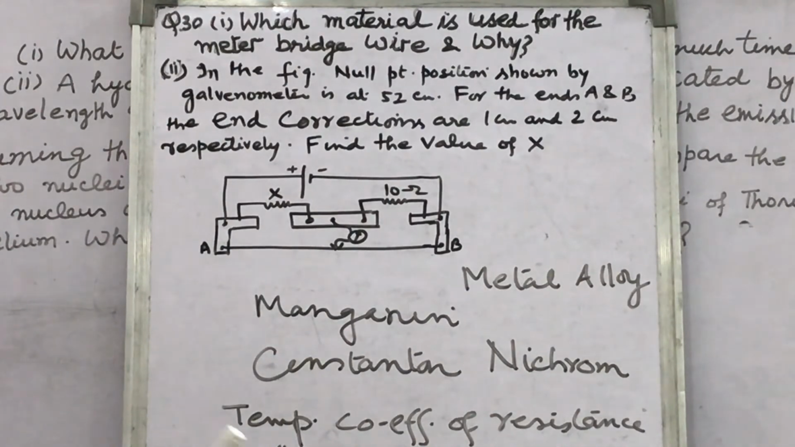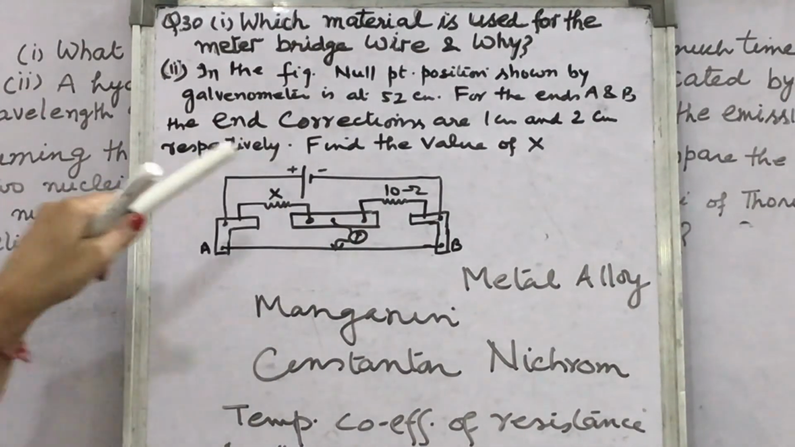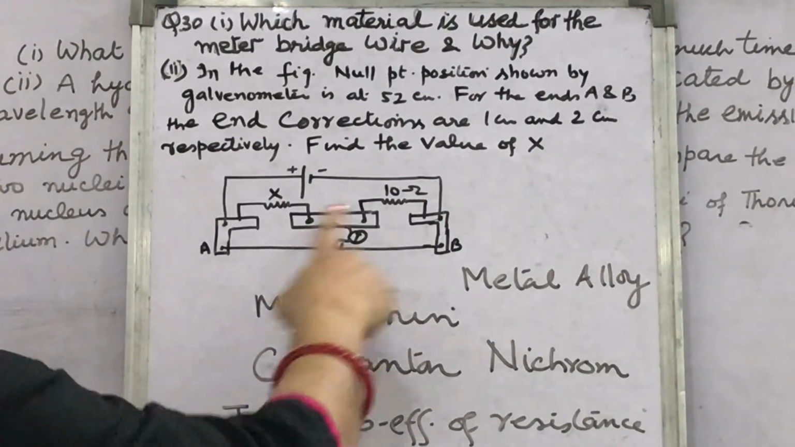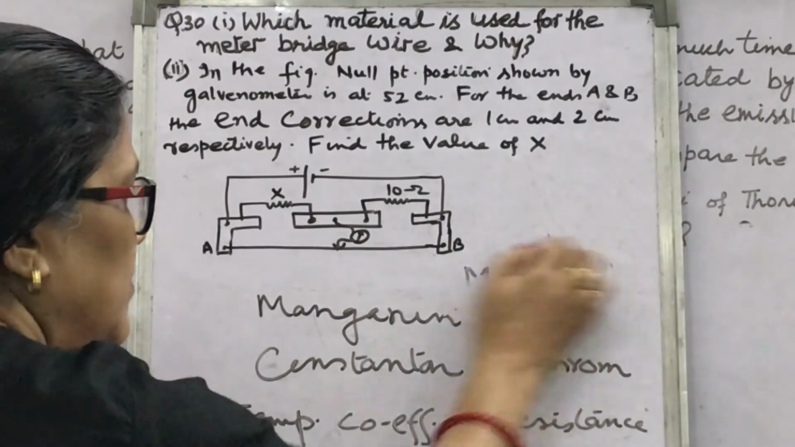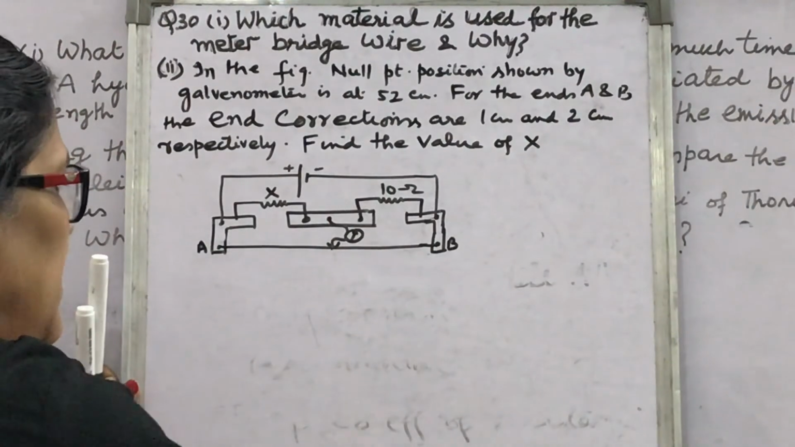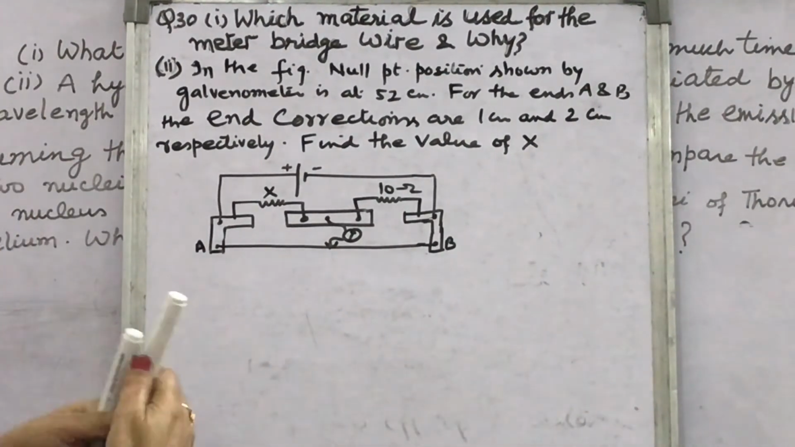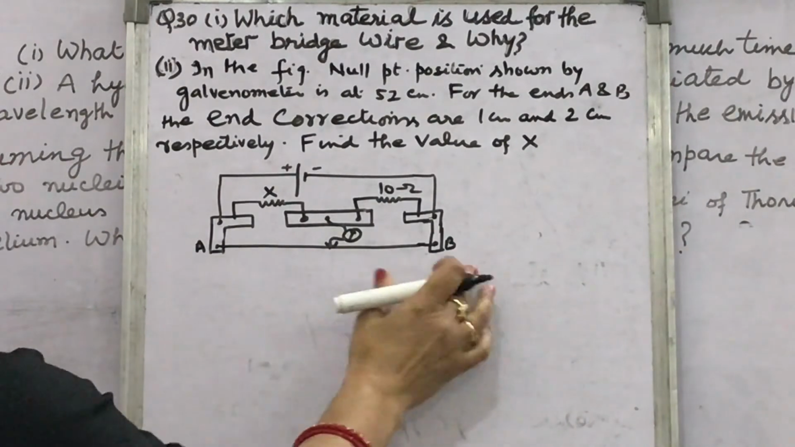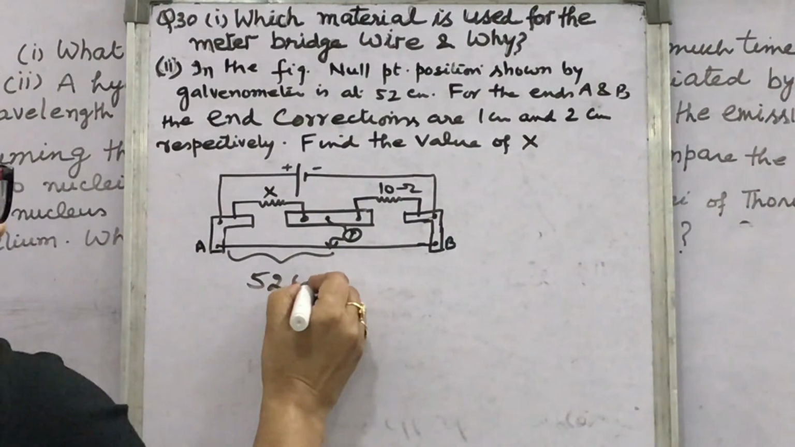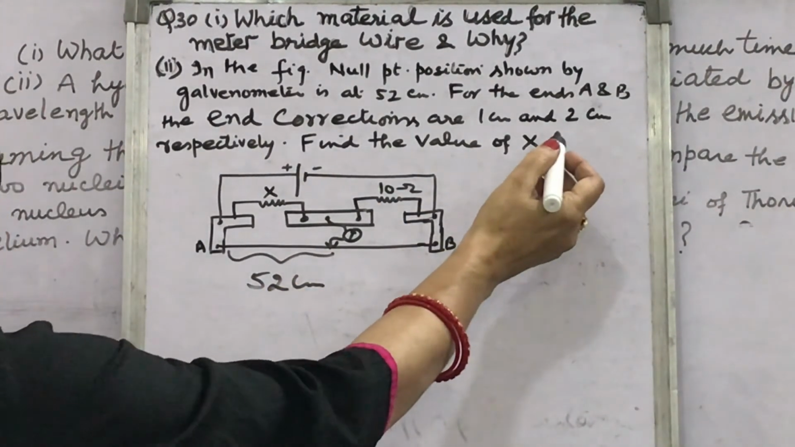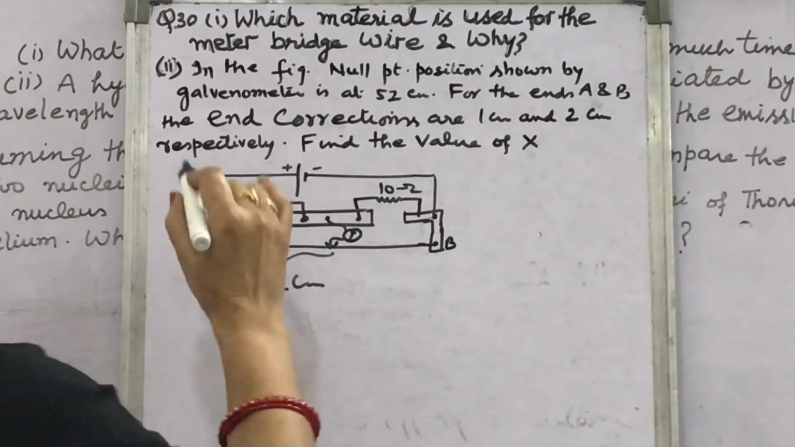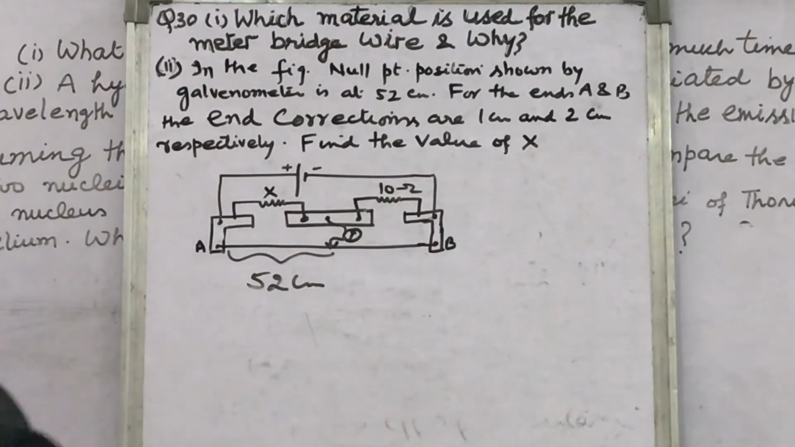Next part: in the figure, the null point position shown by the galvanometer is at 52 centimeter. This is the figure of the meter bridge experiment. Look here, the null point position is shown and AB is the wire, which is of manganese, nichrome or alloy wire. So this is the balance position at 52 centimeter. For the ends A and B, the end corrections are 1 centimeter and 2 centimeter respectively. Find the value of X.